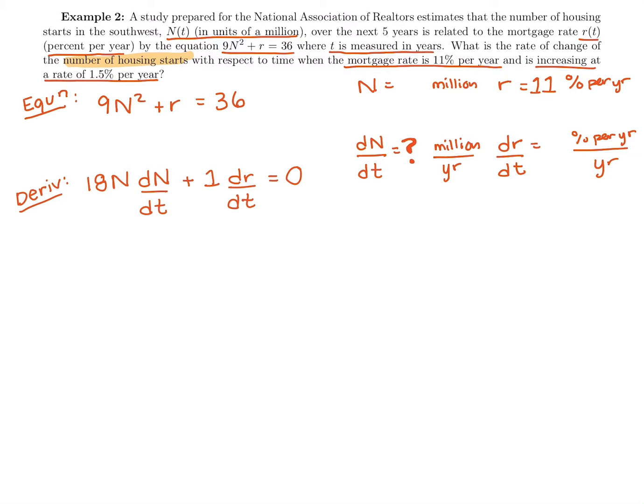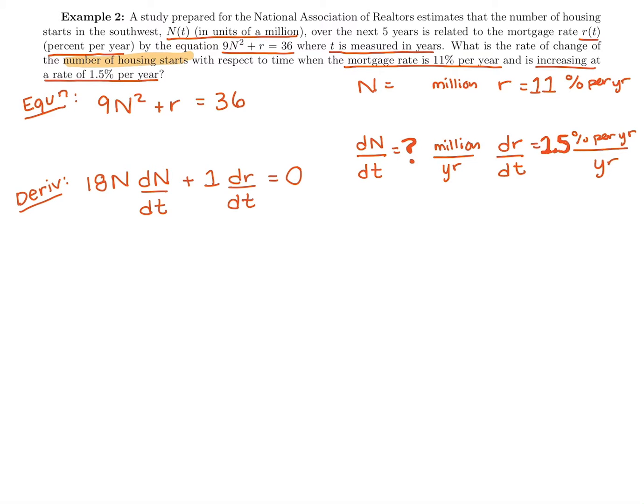Increasing at a rate, so increasing at a rate, this must be the derivative, is 1.5. And we want to think, is that a positive 1.5 or a negative 1.5? Because with derivatives, the sign matters. And since it's increasing, it's a positive derivative. If they were dropping their mortgage rate by 1.5%, we would plug that in as a negative 1.5.